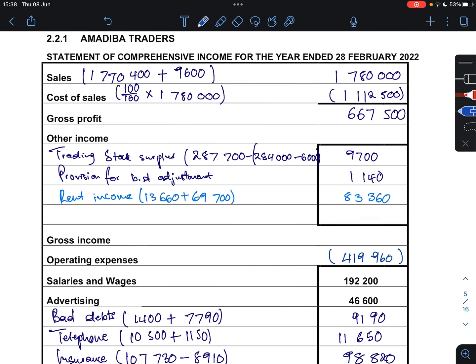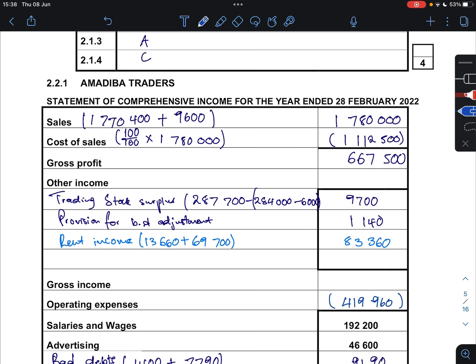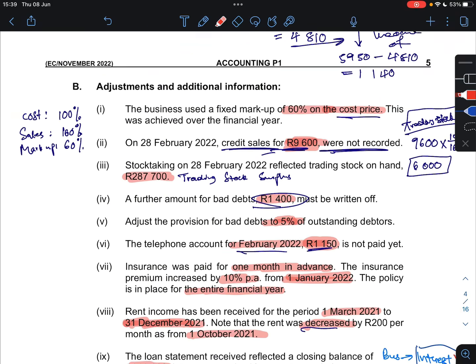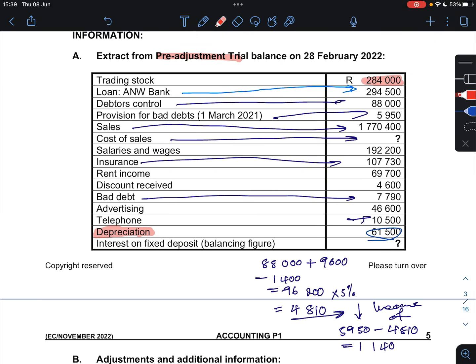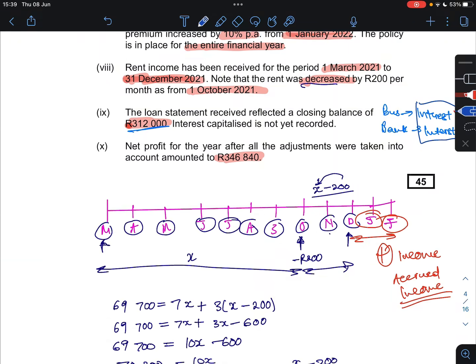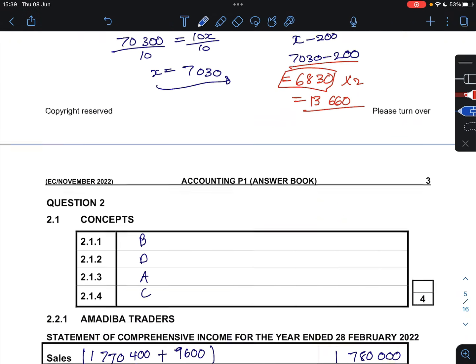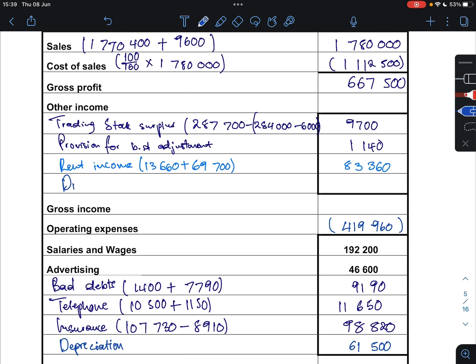Okay, and then let's ensure that we are done with our other income. Let's see, what else do we have as income? Discount received, we never accounted for that. How much is our discount received? 4,600. Okay, let's see if that is correct. Okay, discount received of 4,600, and then you add everything here and see what you get.